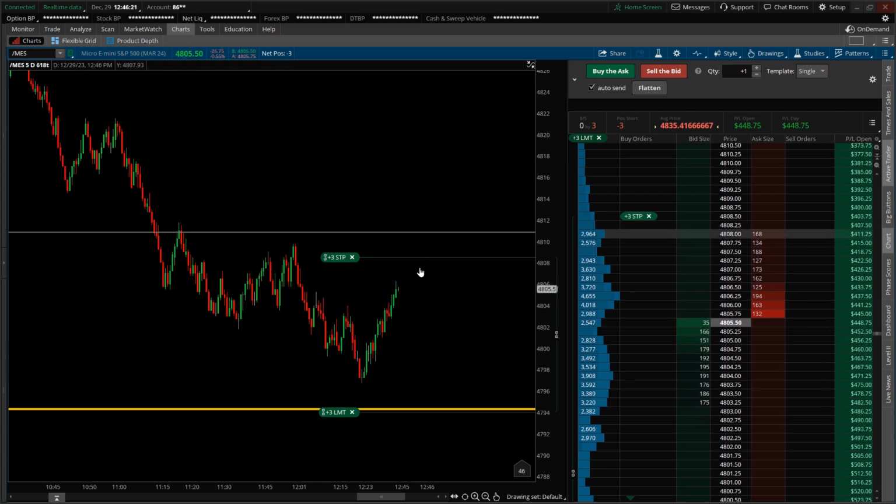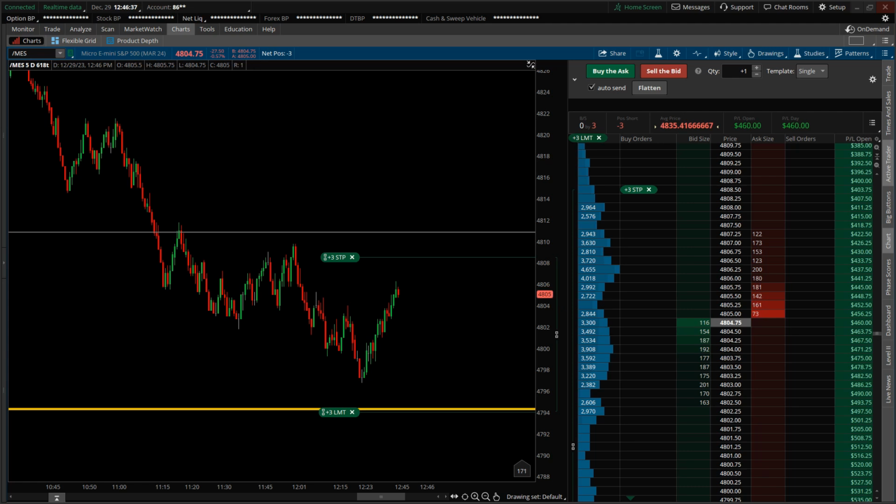So as the stock market heads into the afternoon session, maybe there will be some sort of bounce heading into the close, or this could just be a consolidation and then we'll have another move to the downside. So I'll pause it again.